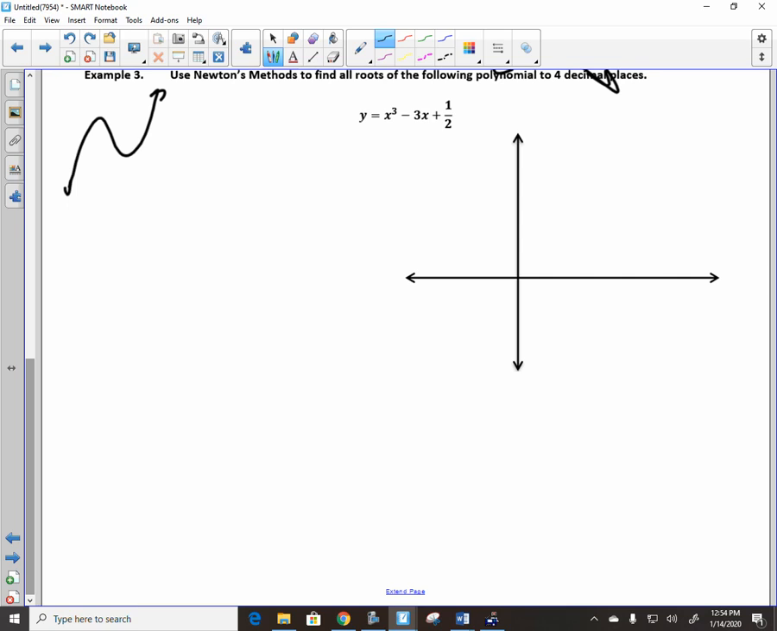Okay, and so I'm going to set up Newton's method. I have x minus the function, right? So that'll be x cubed minus 3x plus 1/2, divided by, what goes on the bottom? What's the derivative?